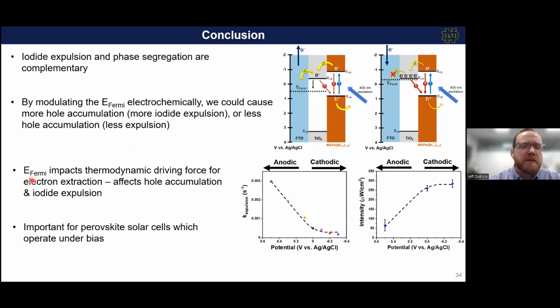And so what it really tells us is that the internal Fermi level that's actually operating in these devices, like a perovskite solar cell, directly impacts those thermodynamic driving forces for electron extraction, and that importantly modulates what's happening with the holes in the system.